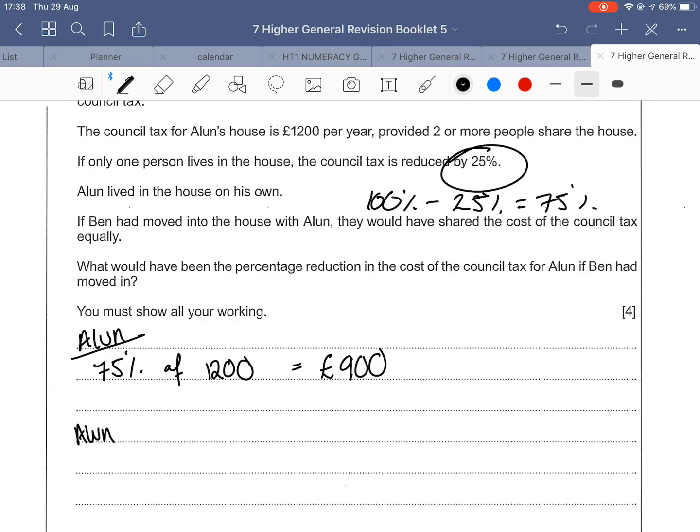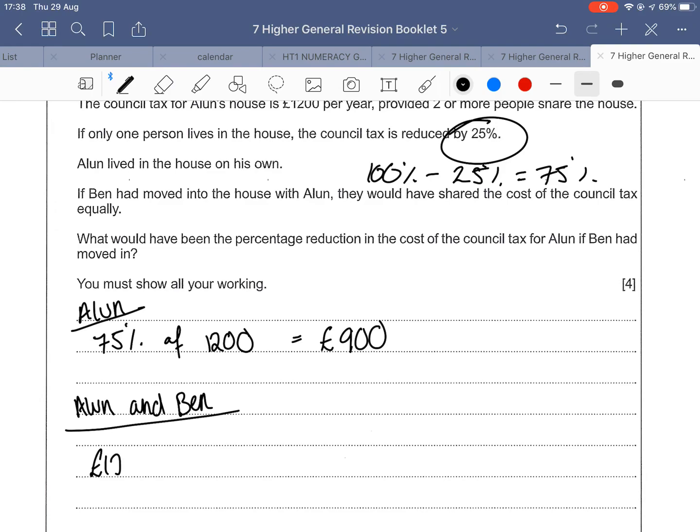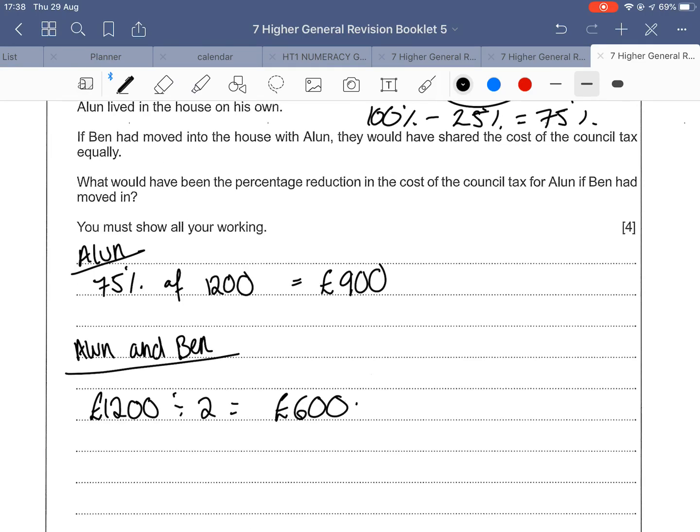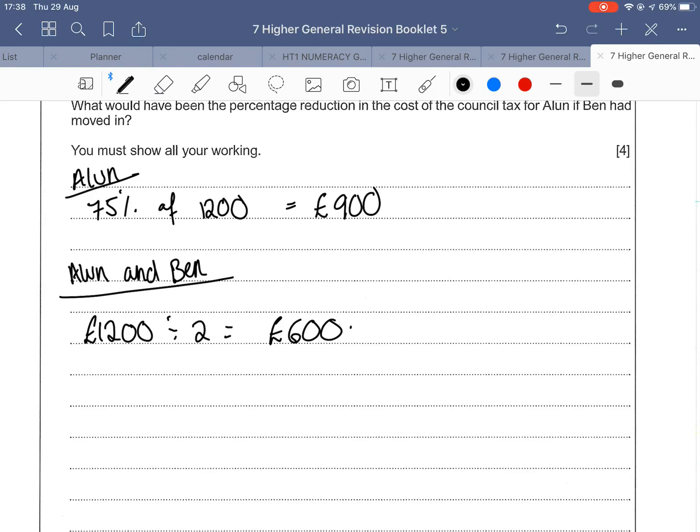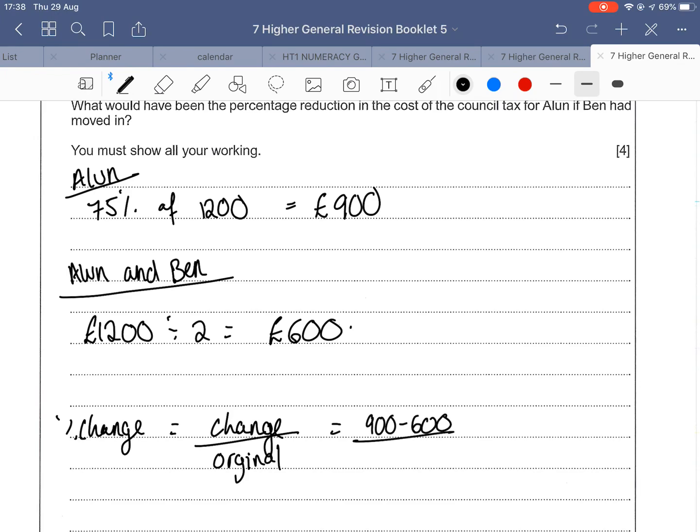If it was Alan and Ben, they would have paid exactly half. I was going to divide it by 2 then, which was £600. Now I can immediately see what percentage that has been reduced by. But if you don't know how to calculate percentage change, your percentage change is going to be the change, so the difference, divided by the original. So the change, 900 take away 600, over the original, so was originally before Ben moved in £900. So that's 300 over 900, which is a third.